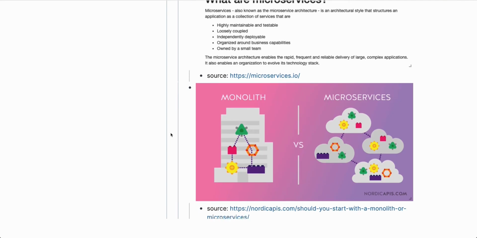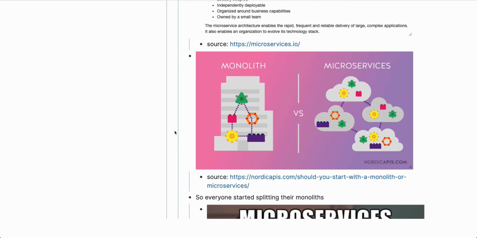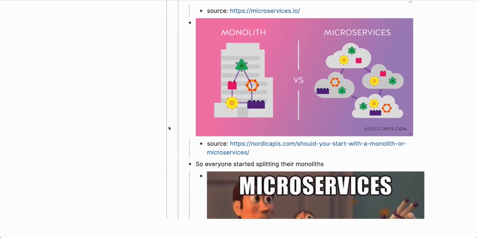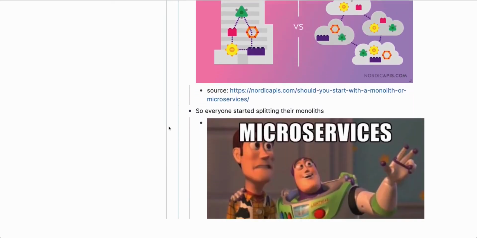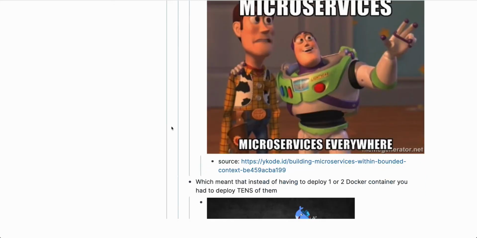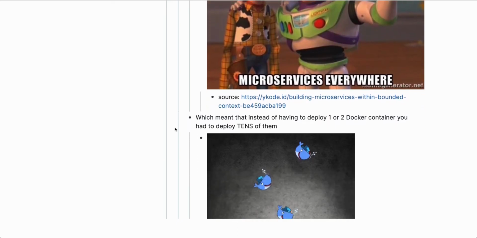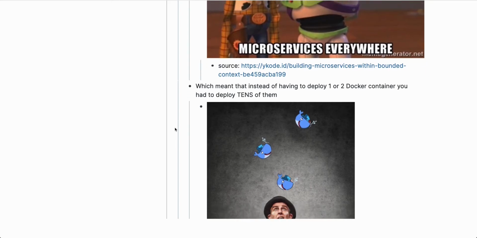Now, I will not comment how effective this approach was to solve the initial purpose, but one of the things that it did do was that it increased a lot the number of Docker containers you had to manage, because everyone started splitting their monoliths, and all of a sudden you have microservices everywhere. And this meant that instead of having to deploy one or two Docker containers, you had to deploy tens of them.